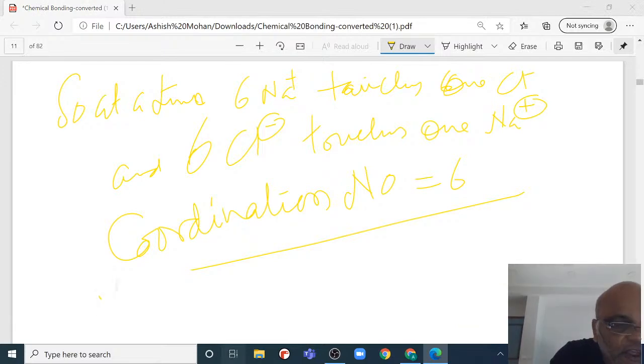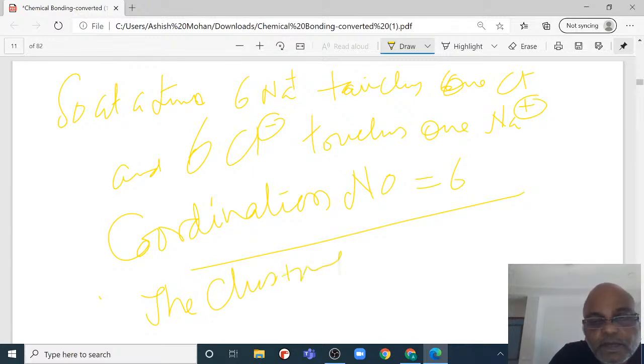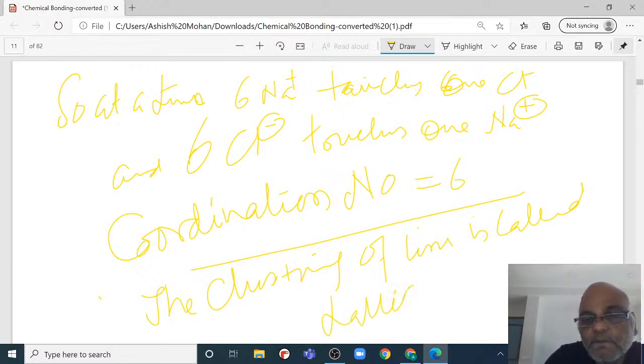The clustering of ions is called lattice. What do you mean by cluster? Lattice is a clustering of ions, when all ions together form a cluster. And this clustering of ions is called lattice.